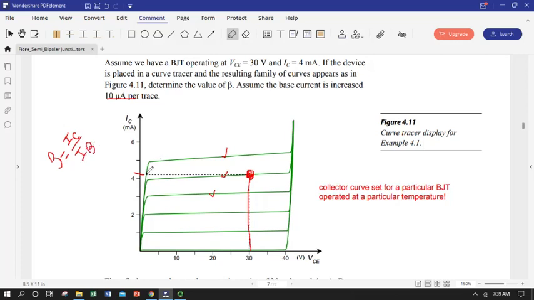So I have an I collector point that I just measured in the lab, and if I only knew what base current would have given me that and put me on this curve, I could have my beta, and then I could use that in a circuit design. Well, I'm told that the base current is increased by 10 microamps per trace. So I have 0 down here, and then I have 10 microamps here.